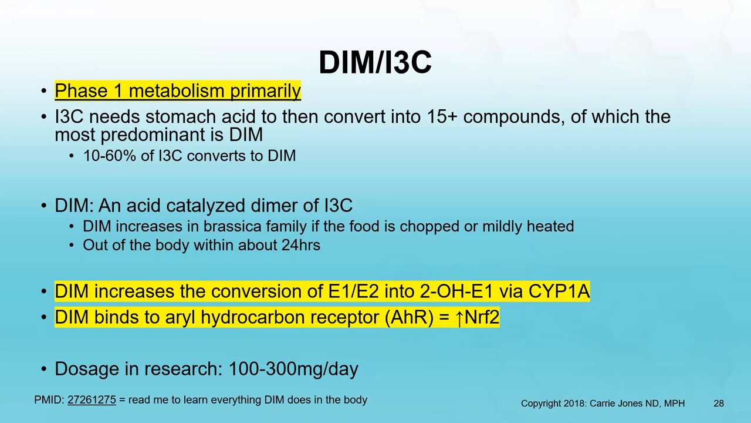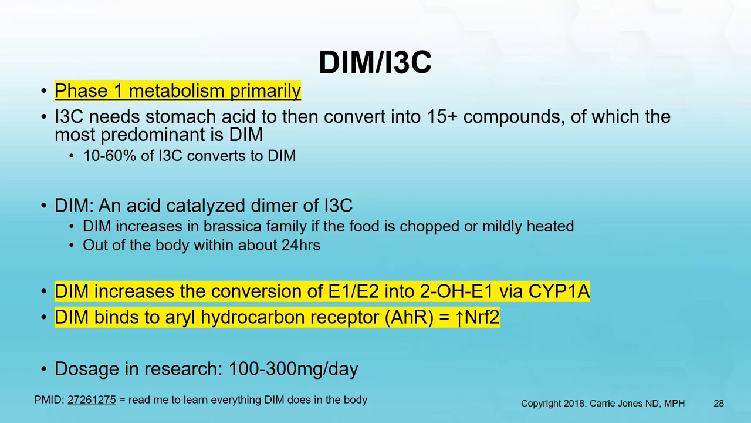Now, what we do see DIM do is it will pull the E1 and E2 out of circulation. So if you have an estrogen dominant person, this is a good thing. But if you have somebody who's low estrogen, let's say she's menopausal, then it might make her estrogen deficiency symptoms worse. So you may not want to consider DIM for her if she's menopausal. You may want to consider everything else we're going to talk about instead.